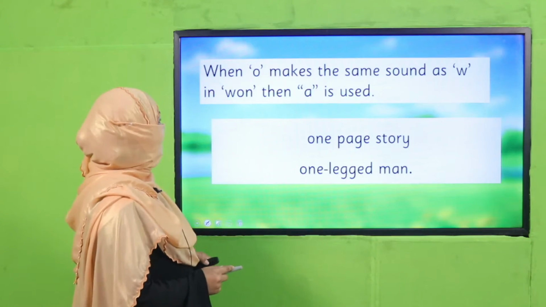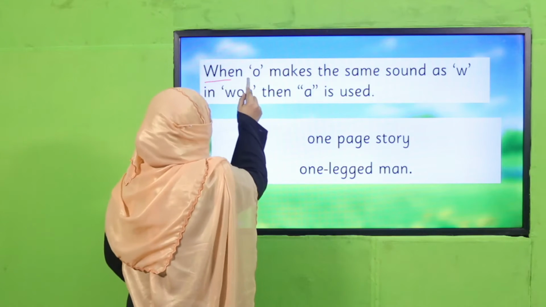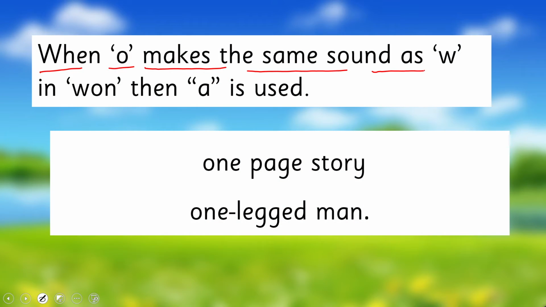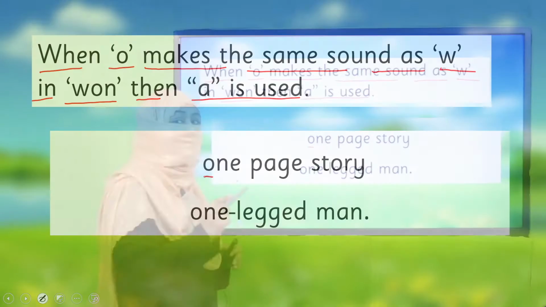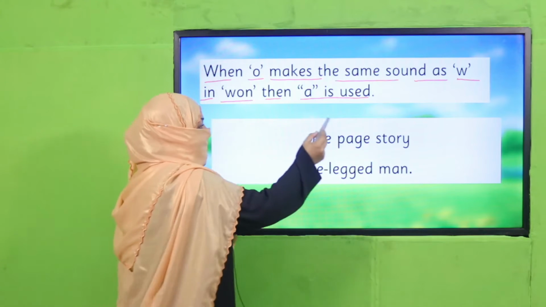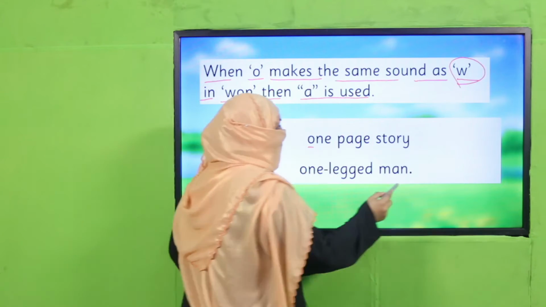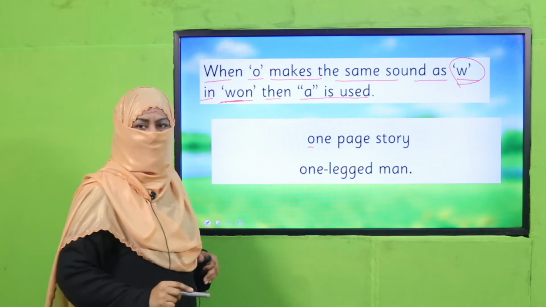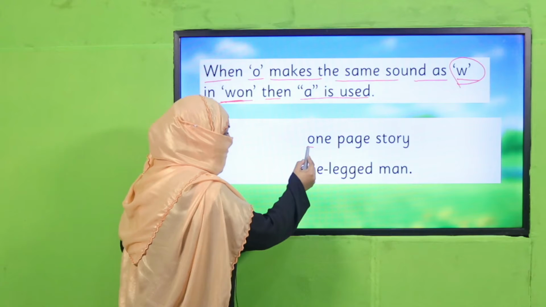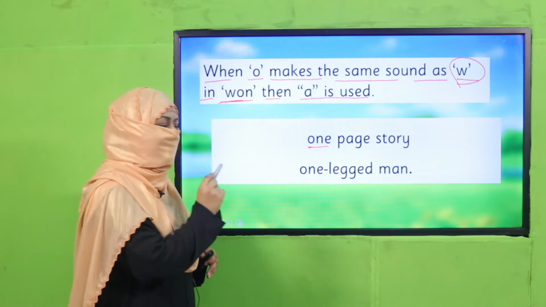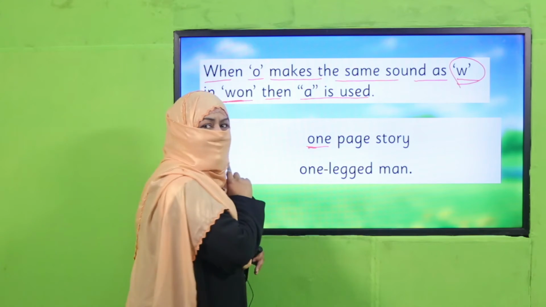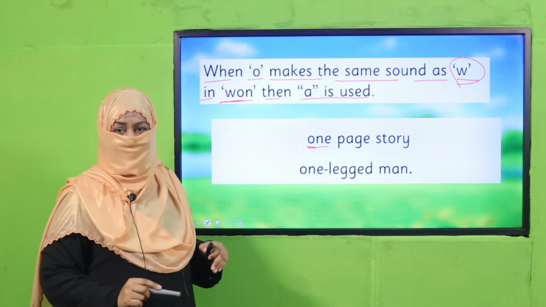All right? The next is when O makes the same sound as W in one, then a is used. So it means there are a few cases when you find O, but its sound is the letter W sound, as W in one. One. So likewise we say one. So it's not giving its O sound, it's giving a consonant sound.